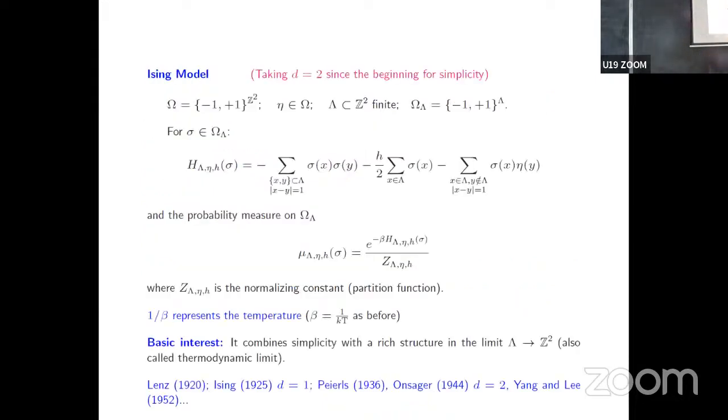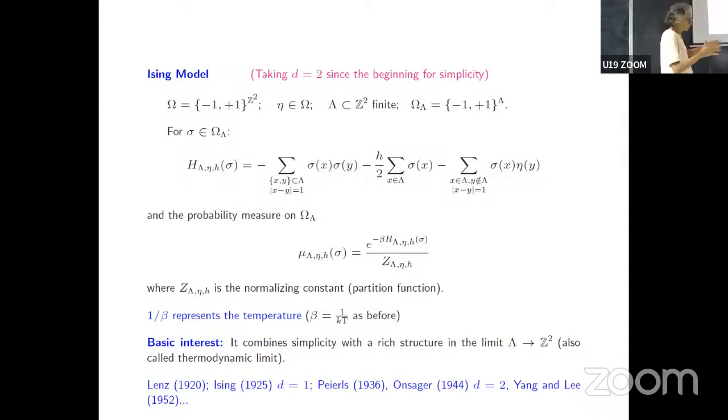The one that I want to focus on is the Ising model. That's because it has to do with this hysteresis that I mentioned in the beginning. So what is this Ising model? I'm taking dimension 2 here. So you think that each vertex of your graph Z^2, with the usual nearest neighbor bonds, has a small magnet, which could have two orientations, plus or minus. So my configurations are the set of plus or minus one configurations indexed by Z^2.